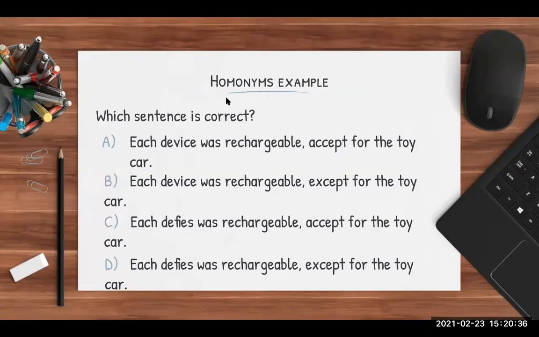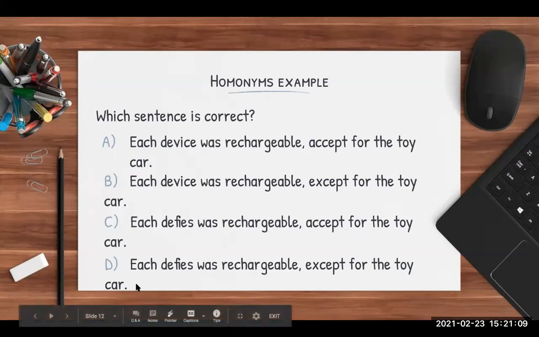So here we have an example of a question that involves homonyms, so words that sound the same but are spelled and mean different things. So it's simply asking which sentence is correct. We've got A, "Each device was rechargeable except for the toy car." B, "Each device was rechargeable except for the toy car," and we've got a different "except" here. C, "Each device was rechargeable except for the toy car," with an A "except." And D, "Each device was rechargeable except with an E for the toy car."